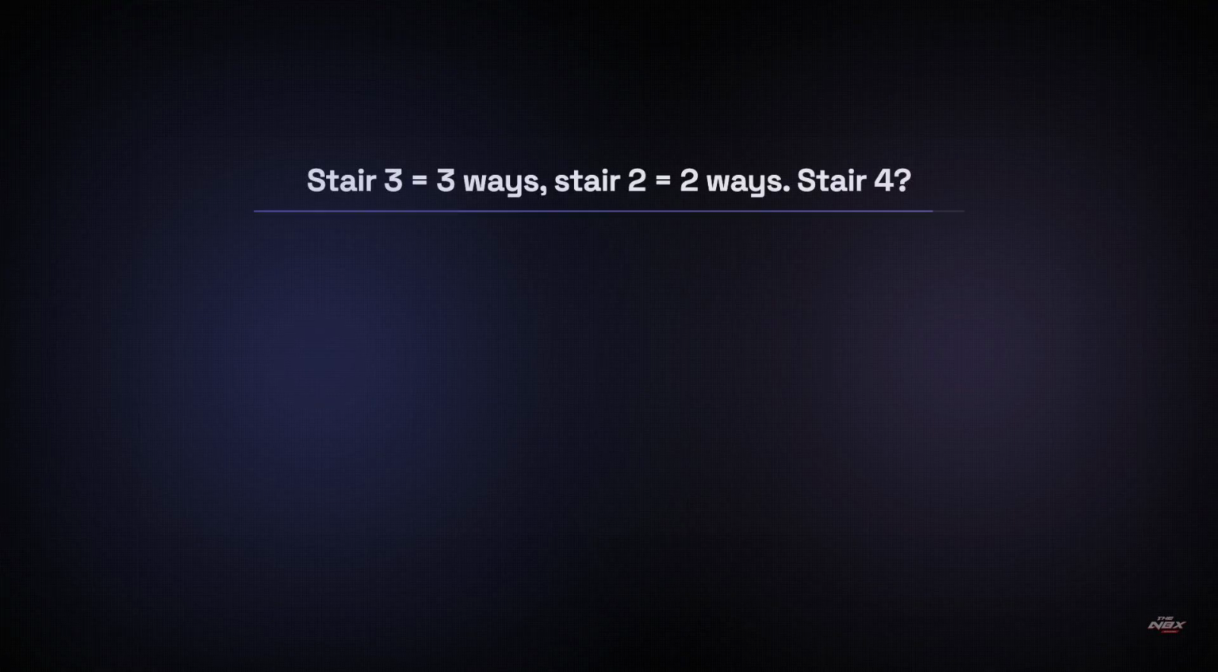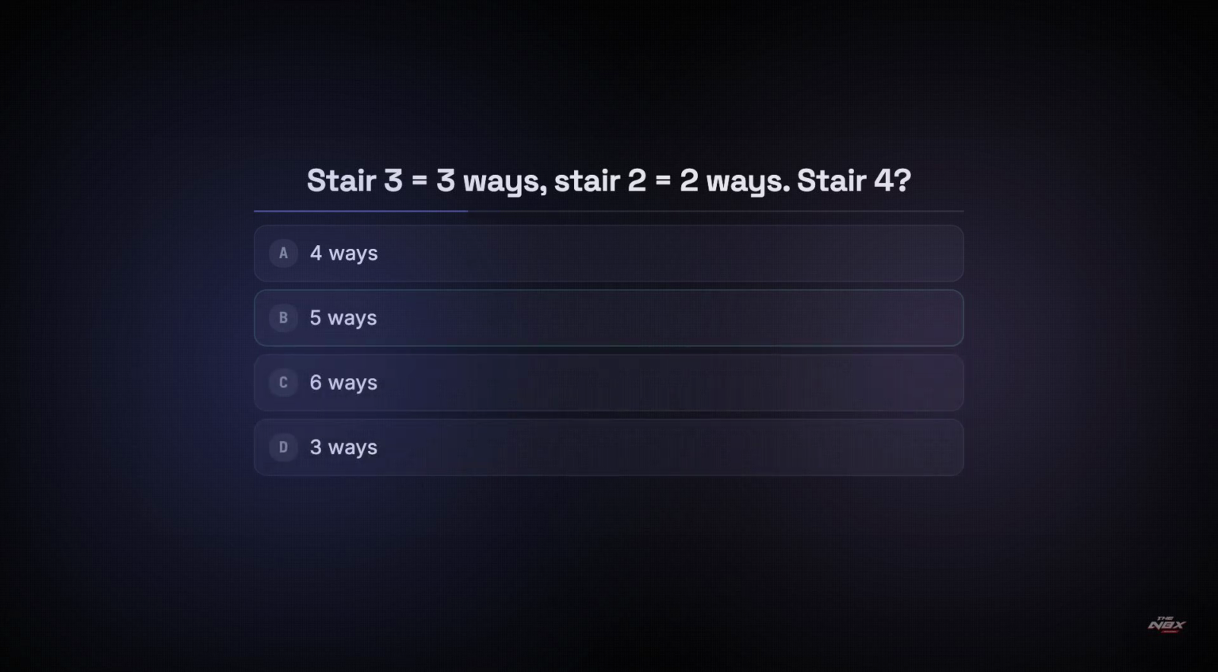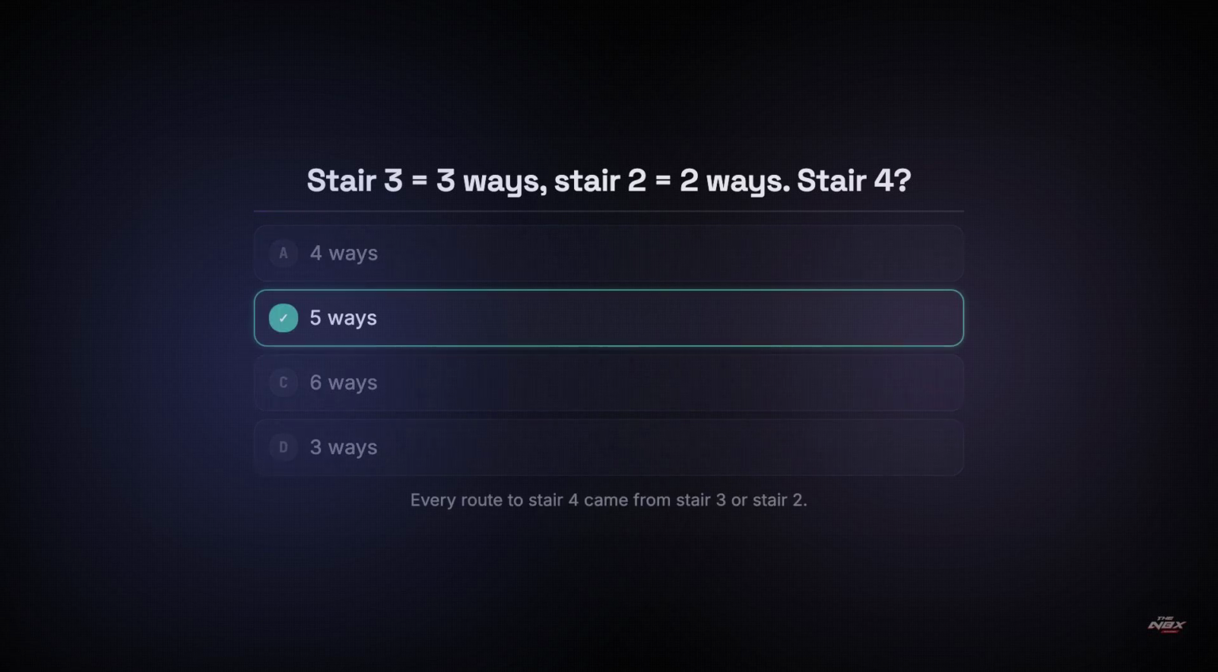Straight from the dojo. Stair 3 takes 3 ways, and stair 2 takes 2 ways. So, how many ways to reach stair 4? 4 ways. 5 ways. 6 ways. Or 3 ways. Have a think, and pause the video if you'd like a moment.